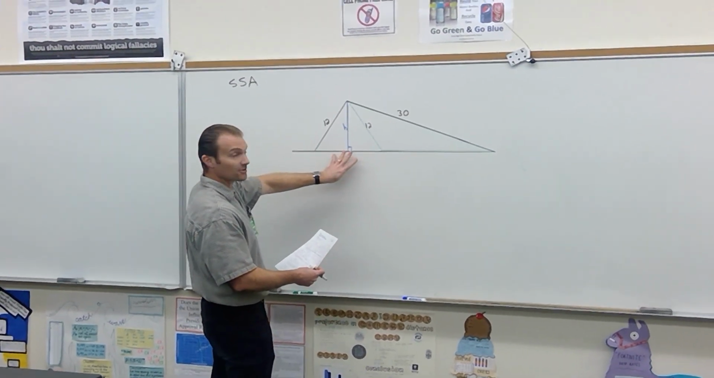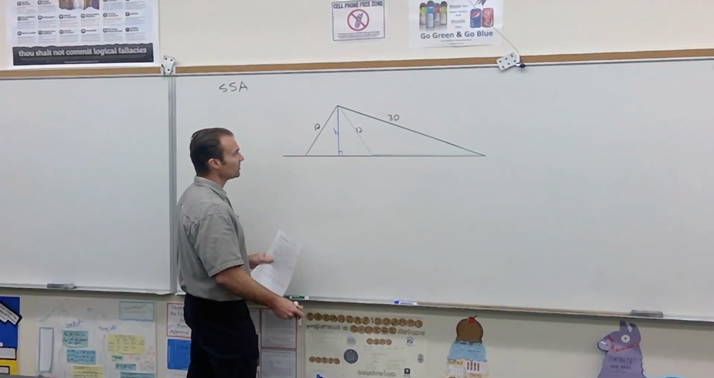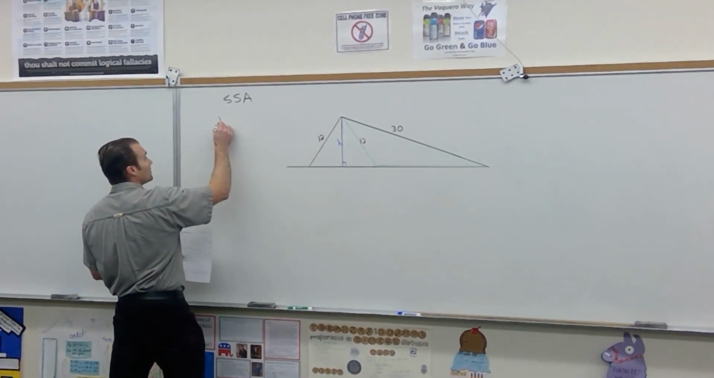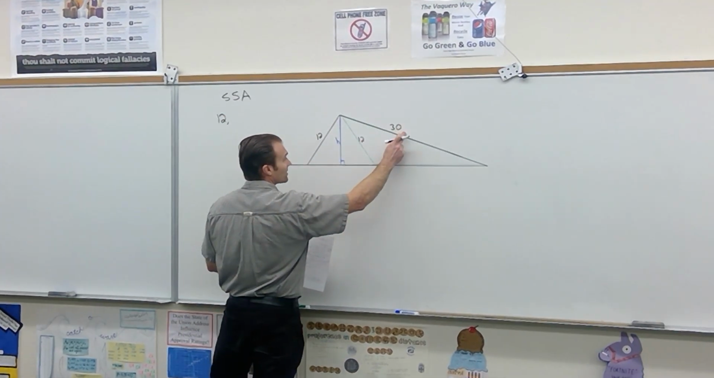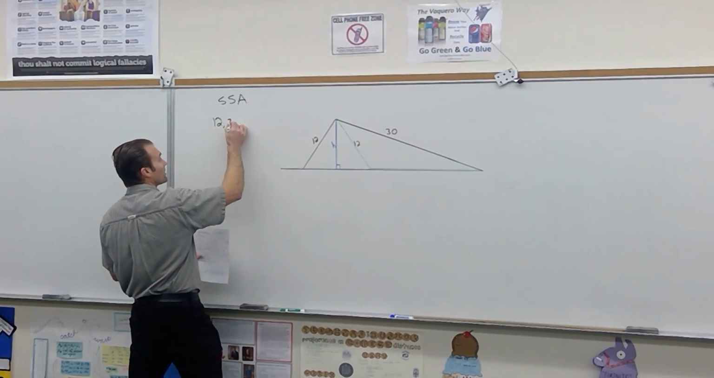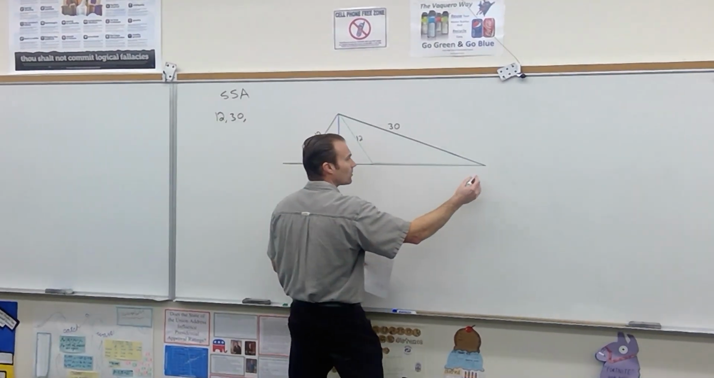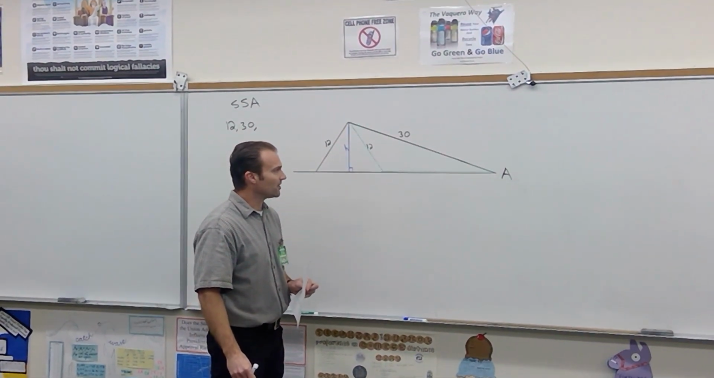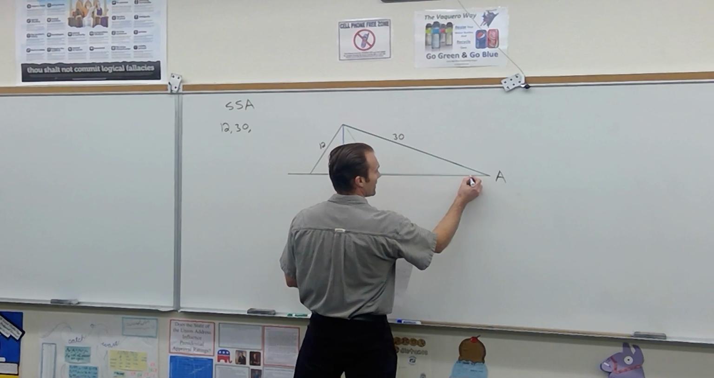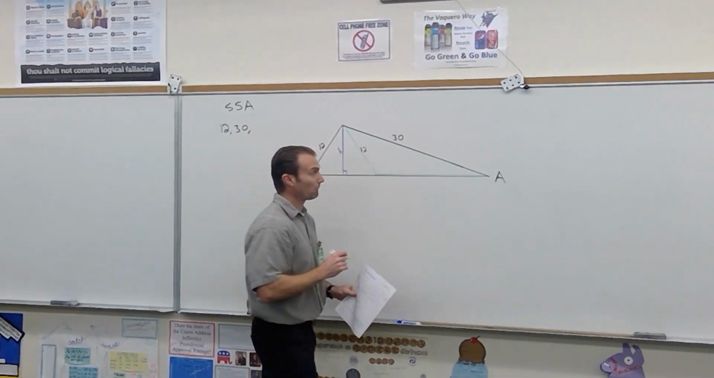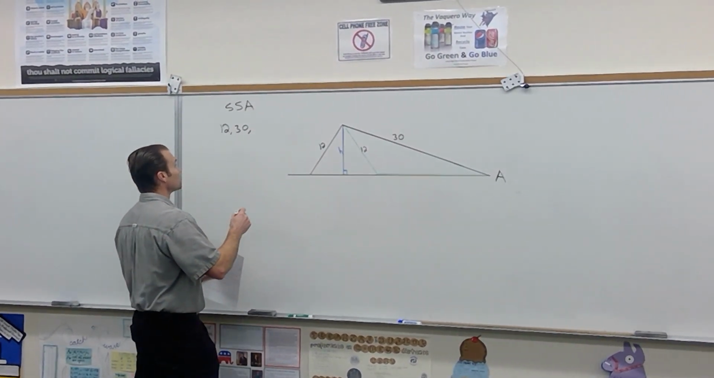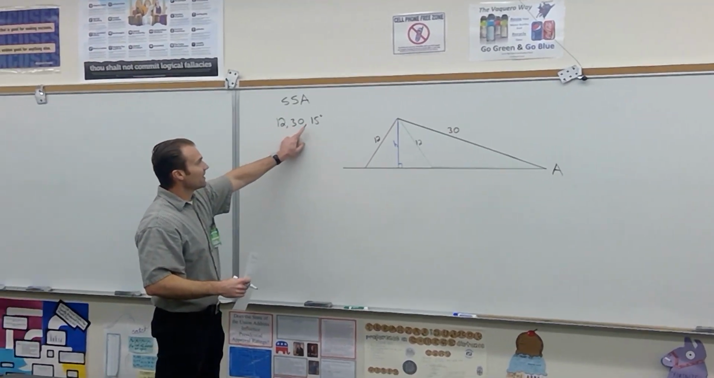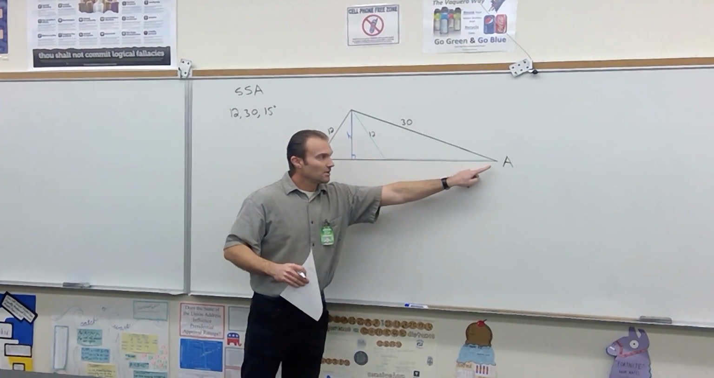I've done my best to draw this situation. So I'm given this side of 12. I'm given another side, in this case, length 30. And then I'm given an angle right here that is an acute angle. I didn't measure it. What do you guys think? Looks like about 15, 20 degrees. We'll just pretend it's 15 degrees. Okay. So I have side-side-angle. My given angle is an acute angle.